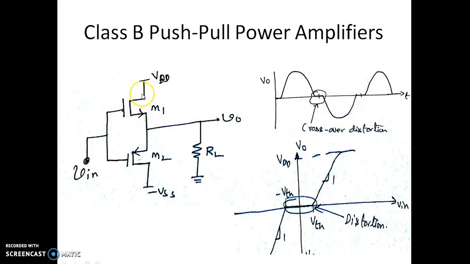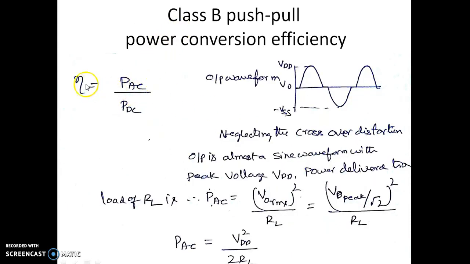So, let us try to see what the power conversion efficiency of this class B push-pull power amplifier is. Now we have the power conversion efficiency, given by PAC by PDC, that is, the AC power delivered to the load and the DC power consumed by the circuit.